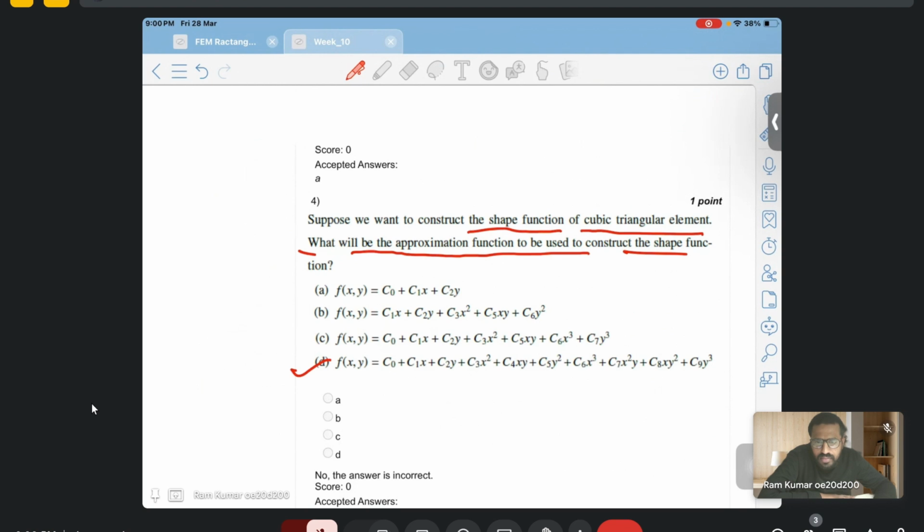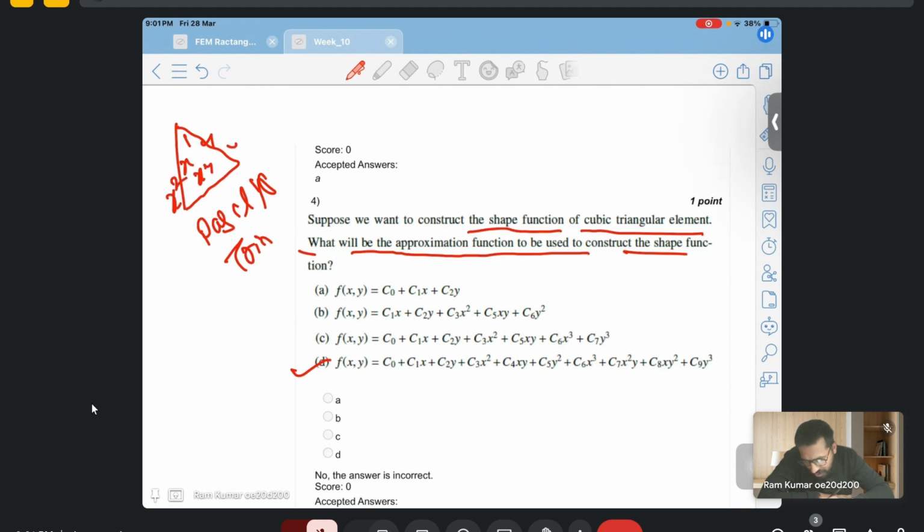By writing binomial coefficients in a triangle, 1, 1, and so on. This is called the Pascal triangle. First we write 1, then x, y, then x squared, xy, y squared, then x cubed, x squared y, x y squared, y cubed, like this. So our option D will be correct.